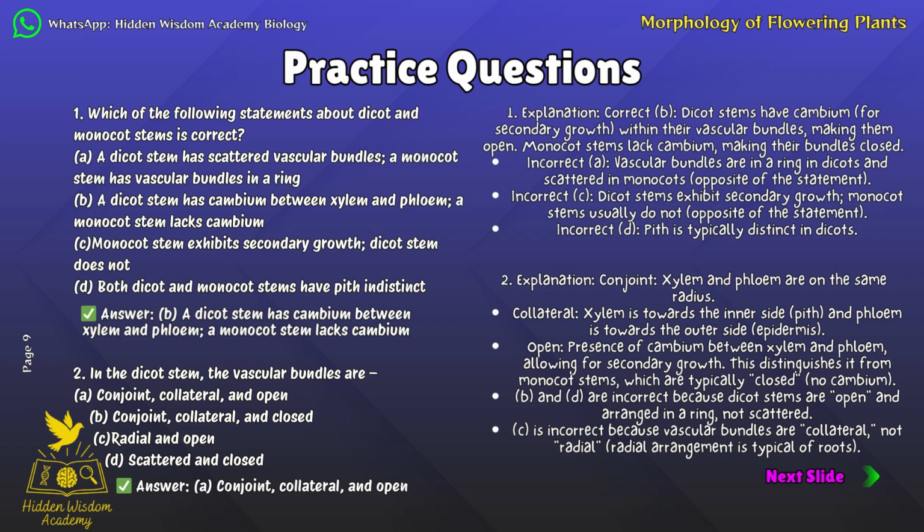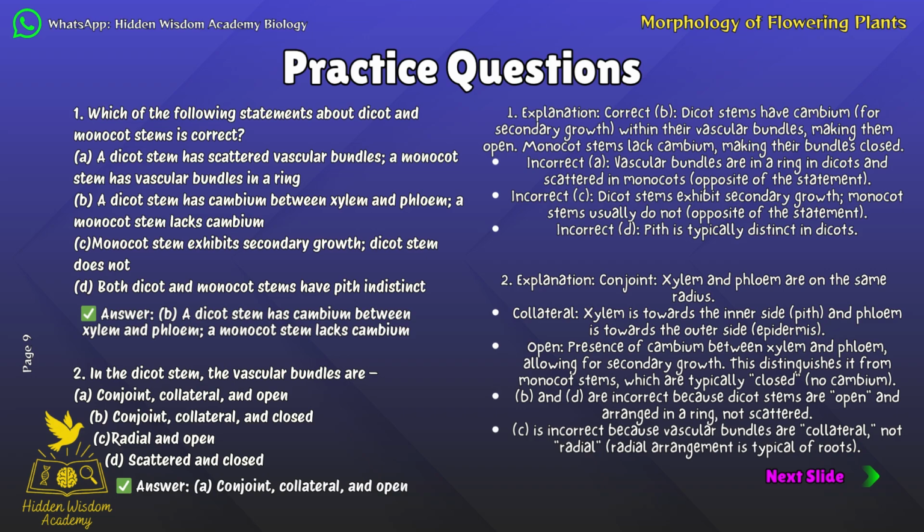Now, let's move to question 2. In the dicot stem, the vascular bundles are: Option A. Conjoint, collateral, and open. Option B. Conjoint, collateral, and closed. Option C. Radial and open. Option D. Scattered and closed.